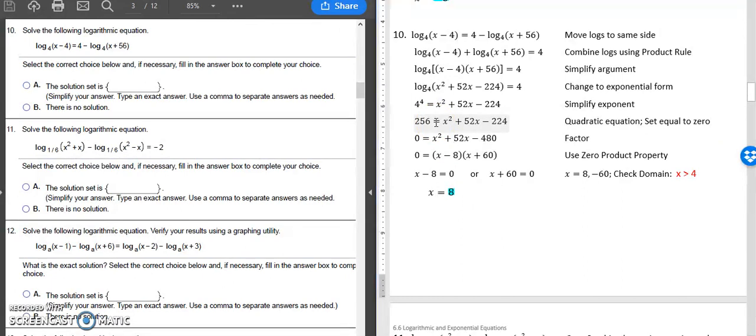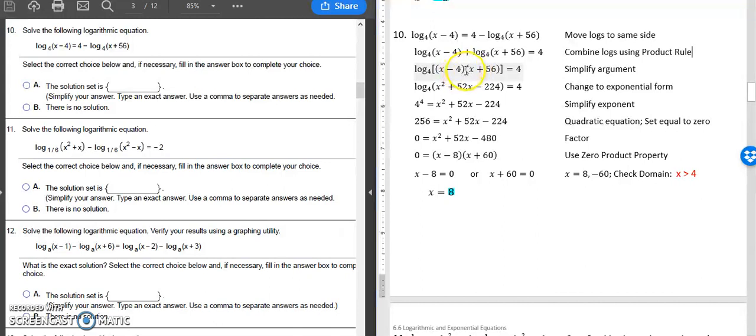Okay, so for number 10 now, we have logs on different sides of the equation to start out with. So we want to move the logs to be on the same side. So we'll add this log base 4 of x plus 56 to the left side. So now we see we have addition between logs with the same base. So we want to use the product rule to combine these two log expressions. So we'll combine it using multiplication between the arguments.